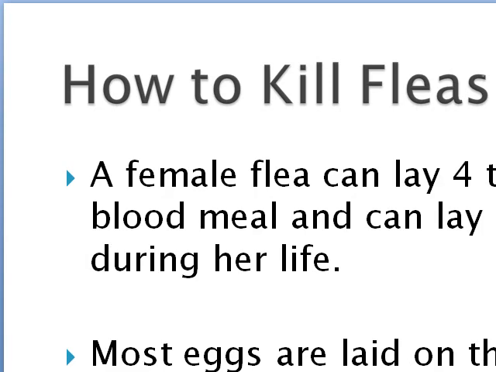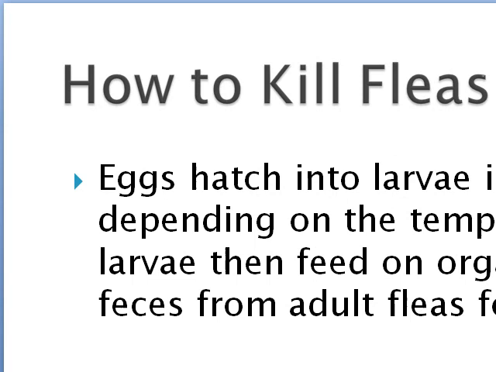The female flea can lay 4 to 8 eggs after each blood meal and can lay several hundred eggs during her life. Most eggs are laid on their host, but because there is no glue to hold them in place, they can easily be dropped to the ground or in the bedding to create an infestation. Eggs will typically hatch into larvae in anywhere from 2 to 3 weeks, depending on the temperature and humidity. The larvae then will feed on organic material and adult feces for about 8 days.